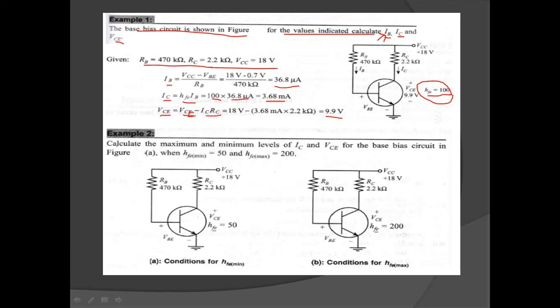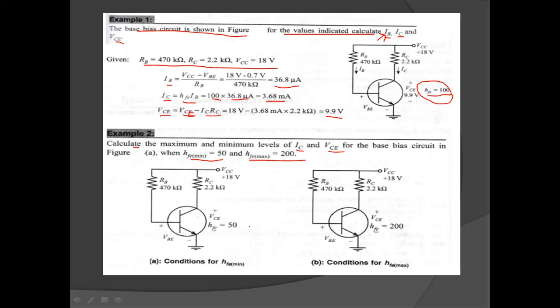Next, calculate the maximum and minimum levels of IC and VCE for the base bias circuit in figure A. So this is the figure, and there are two gains given: the minimum gain, that is 50, and the maximum gain, that is 200.